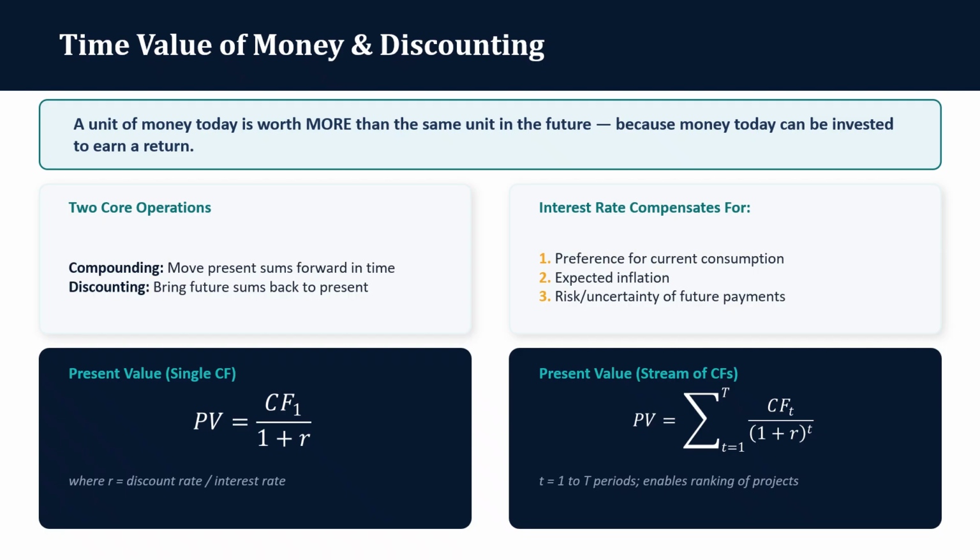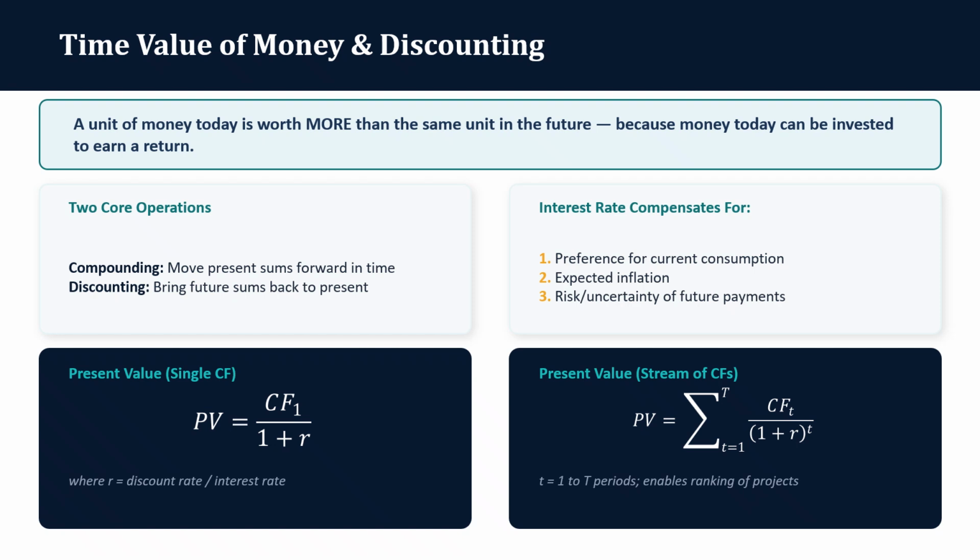Now, in this topic, we focus on two basic operations, that is compounding and discounting. Compounding means taking a present sum of money and moving it forward in time by applying an interest rate. For example, if you deposit, say, 1,000 rupees in a bank at a 10% annual interest rate, after 1 year you will have 1,100 rupees, and after more years you earn interest on interest, that is compounding.